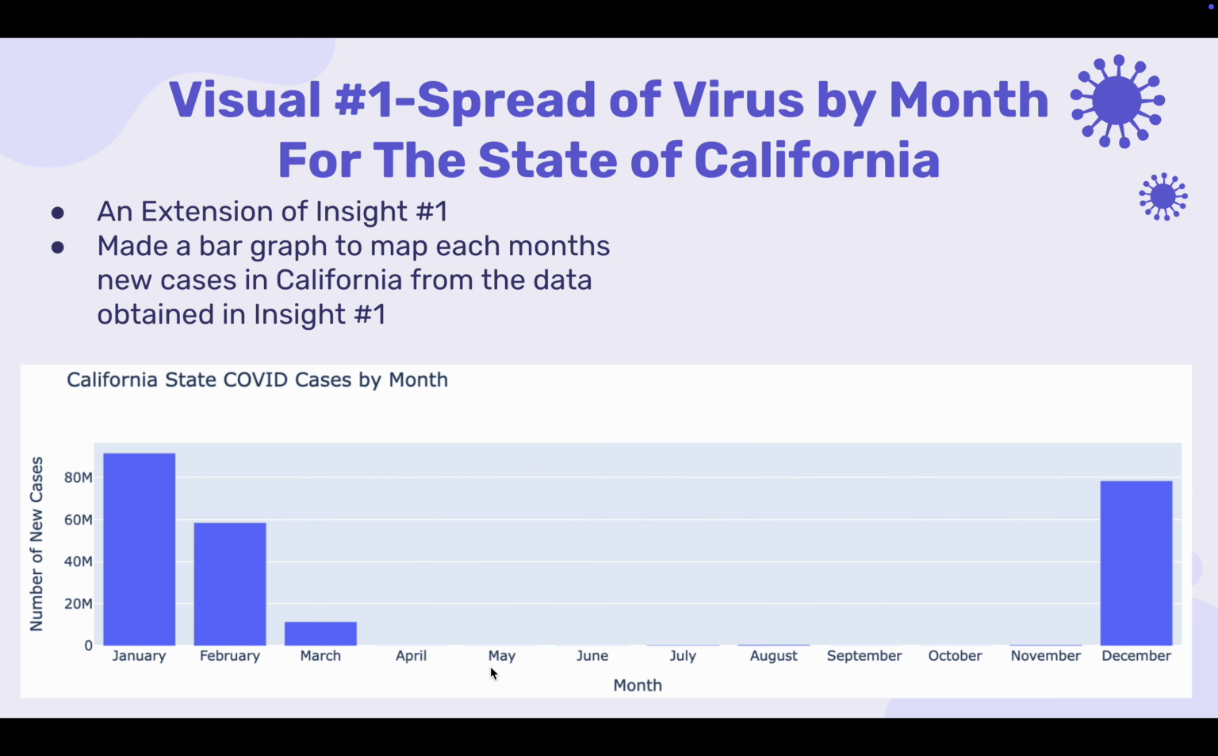It looks like I don't have any data for April to November. This isn't true. All of these months have 100,000 to 500,000 new cases. But when you have months like December and January that have 80 to 90 million new cases, that trumps those other values, and you don't even hardly see a bar on it.